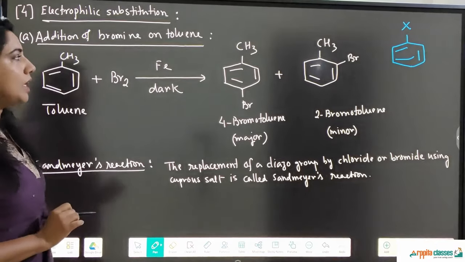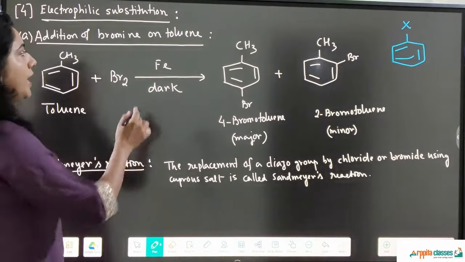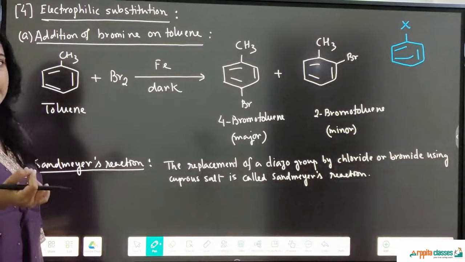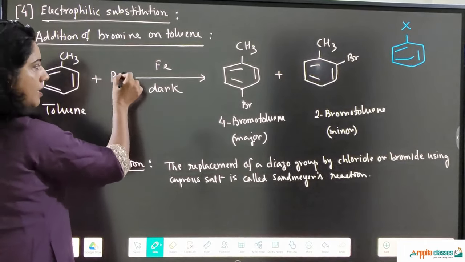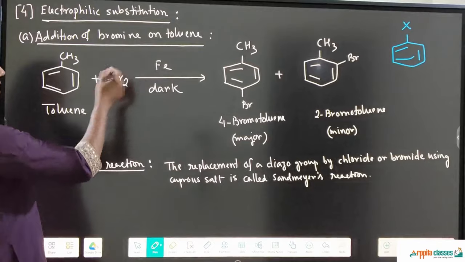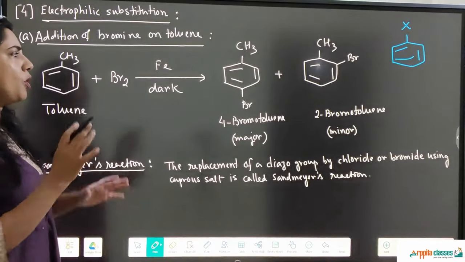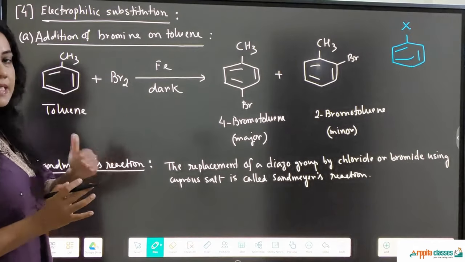You react bromine in the presence of Fe, and the reaction happens in the dark only. Fe acts as a Lewis acid here. It takes out one bromine from here and creates the Br+ electrophile. So this is an electrophilic substitution reaction. I'm not going into the detail because here we are actually revising things.